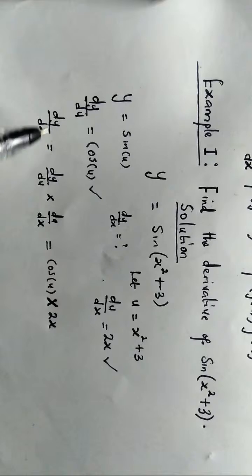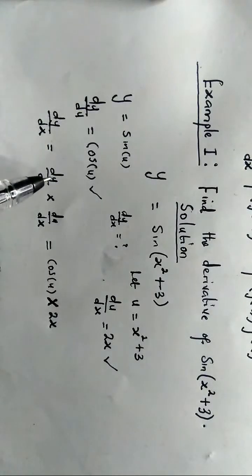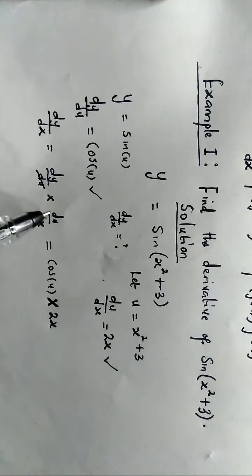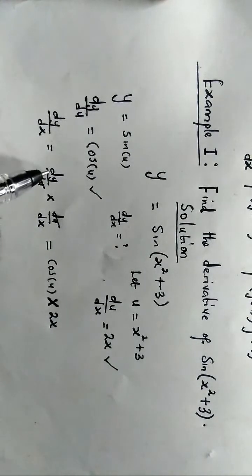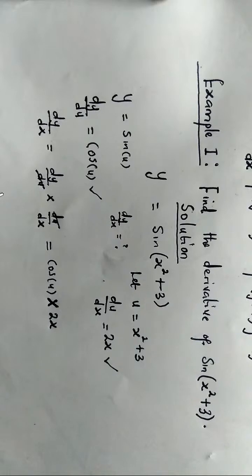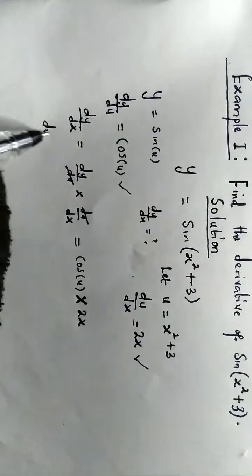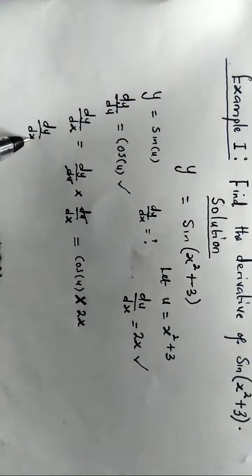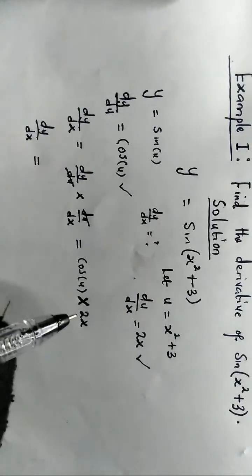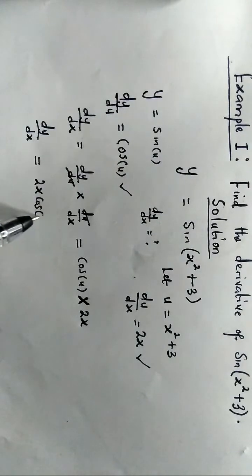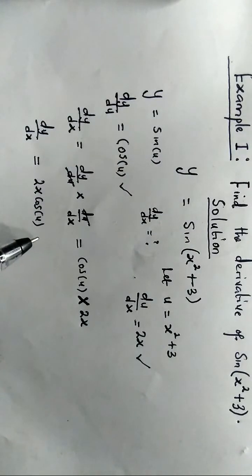Now, you know why dy dx is exactly equal to the product of this and this? Because from here, du and du will cancel out, and we're left with dy dx. Amazing, right? So from here, we can find the derivative of the given function, dy dx, which is equal to 2x times the cosine of u. But we're not done, right?